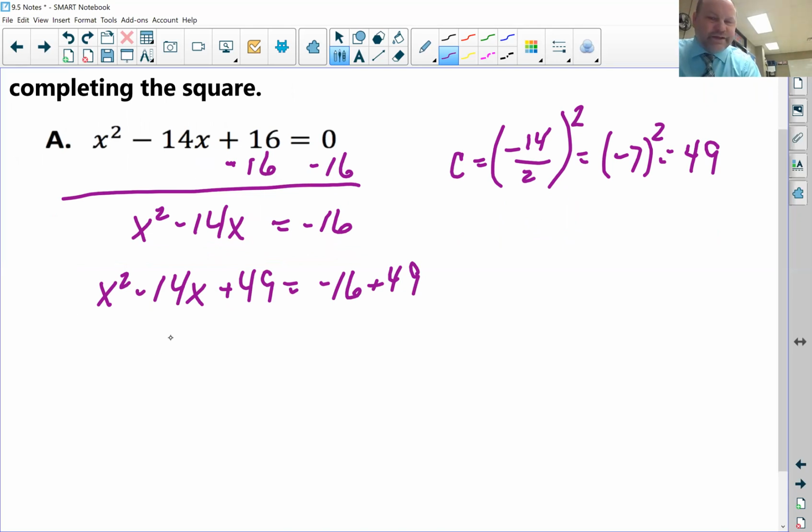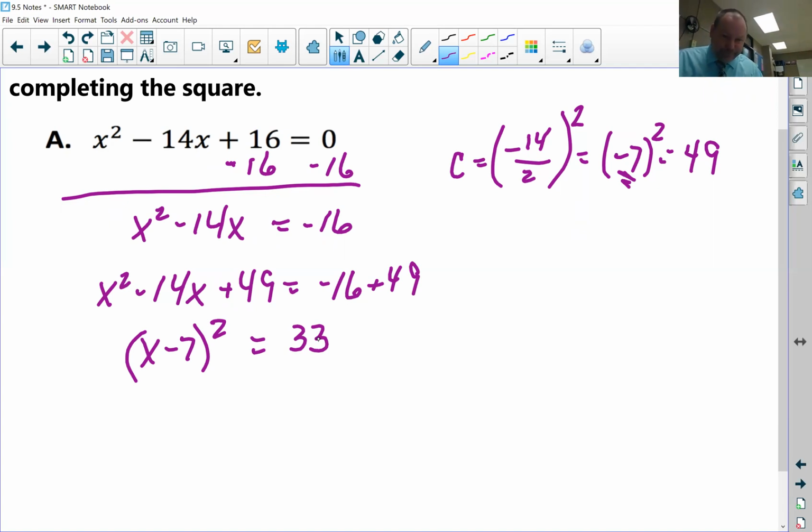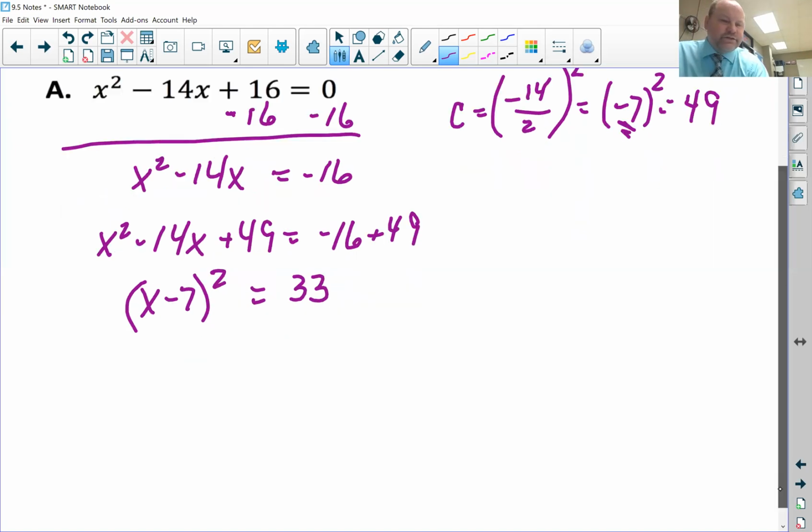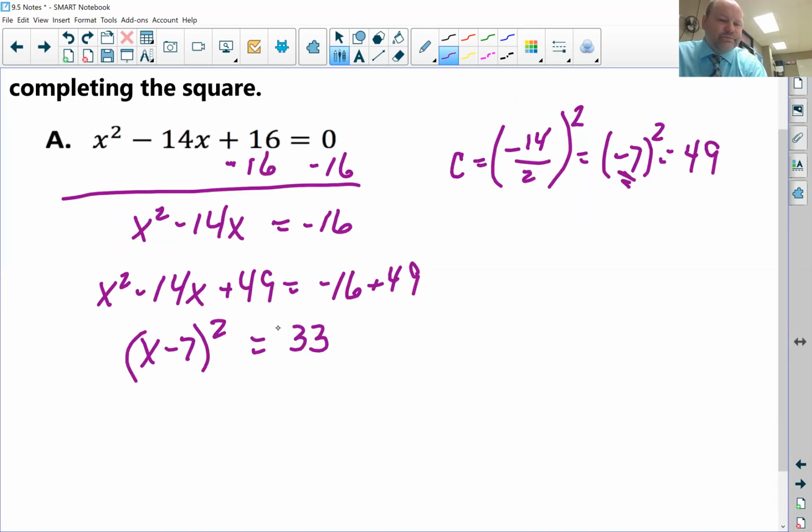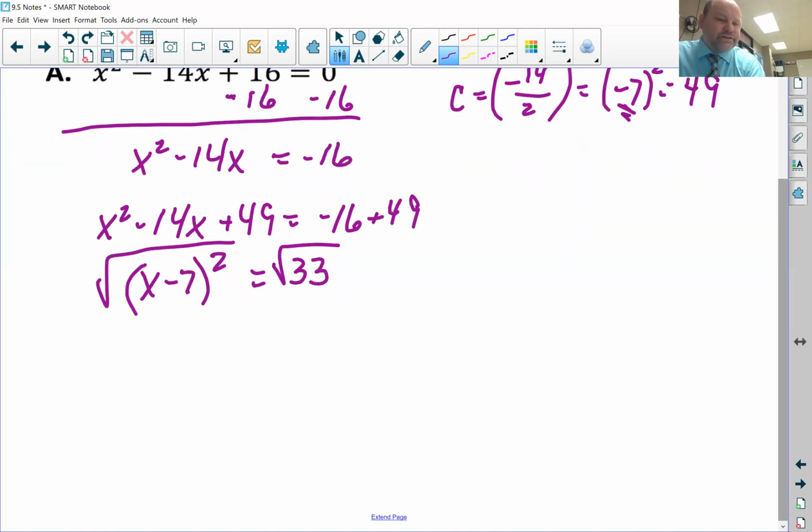Factoring the left-hand side, and again, we already know it's going to factor into x minus 7 squared. Negative 16 plus 49 is 33. Again, you could double check that if you wanted. Now we're going to take the square root. On the left-hand side, we're just left with x minus 7. On the right-hand side, we get plus or minus the square root of 33.